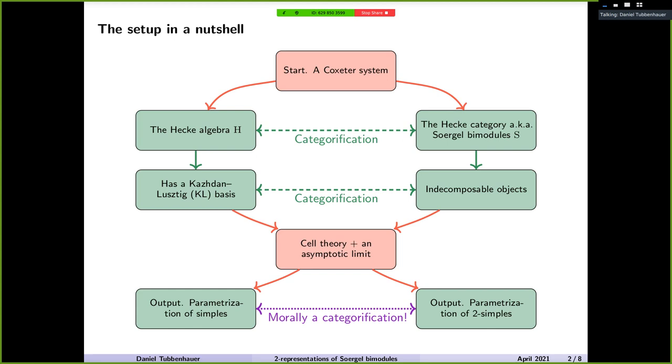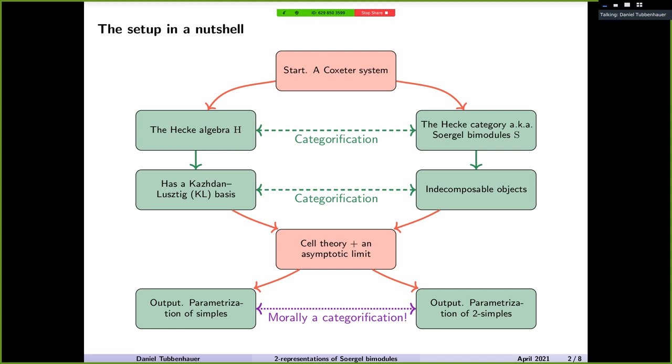And associated to both, you have comparable data. On the one hand, you have the Kazhdan-Lusztig basis, the famous Kazhdan-Lusztig basis, which has some very miraculous properties, which are very nicely explained by saying they are just the Grothendieck characters of indecomposable objects in my Hecke category on the right-hand side. Up to this point, which is roughly two-thirds of my slide, this is a well-understood story, which goes back to at least the beginning of the 90s when Soergel started to think about Soergel bimodules.